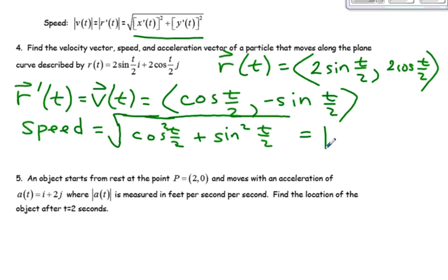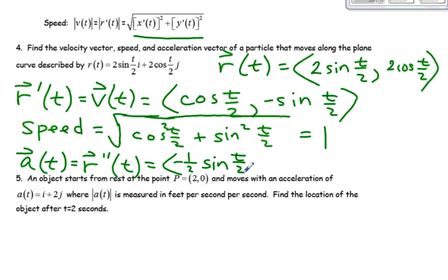All right, and then finally for the acceleration vector, that would just simply be the second derivative of our position vector, which here would be negative 1/2 sine of t over 2, and negative 1/2 cosine of t over 2. And that's it. Okay, very, very simple.